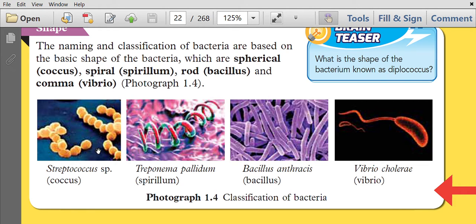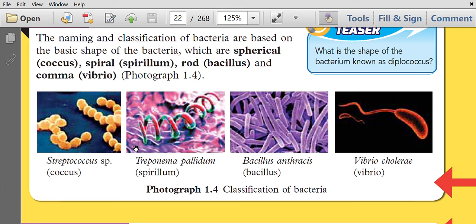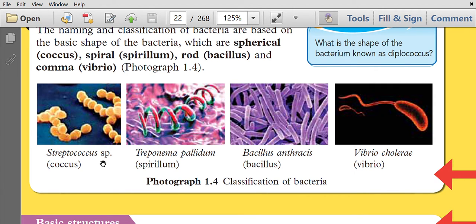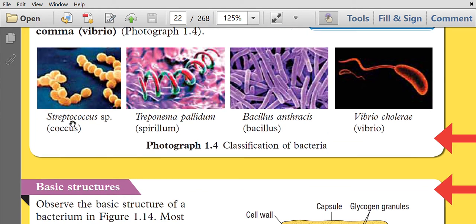Okay, that's an example. We have an example here, Streptococcus species. This is coccus shape. Treponema pallidum. This is spirillum. It looks like a spring, spiral. Bacillus anthracis. This is bacillus. And Vibrio cholerae. This is Vibrio. So you can see here anything with the name coccus looks like a ping pong ball. Oh, it is spherical.